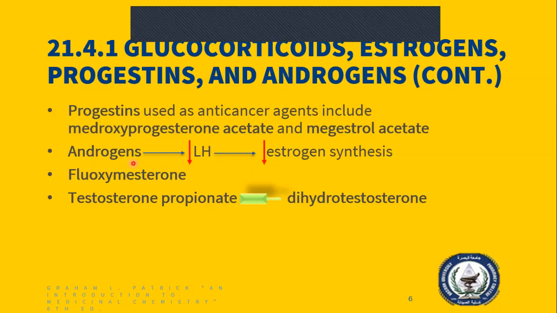Also, androgens decrease the levels of luteinizing hormone. If you give androgens, you will decrease the luteinizing hormone, which will eventually decrease estrogen synthesis, because you need luteinizing hormone to induce estrogen synthesis. Examples of androgens used in cancer treatment: fluoxymesterone and testosterone propionate, which is a prodrug also, just like the others. It's a prodrug for dihydrotestosterone.